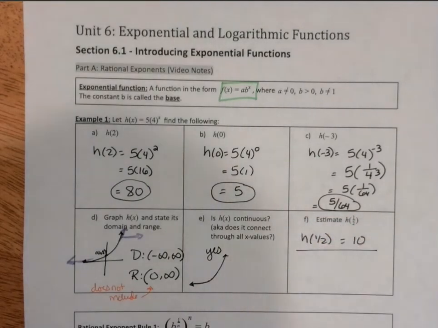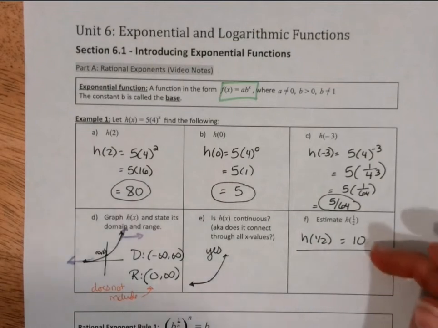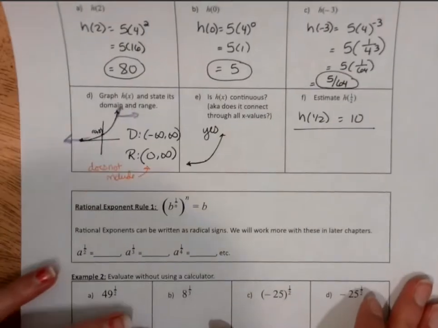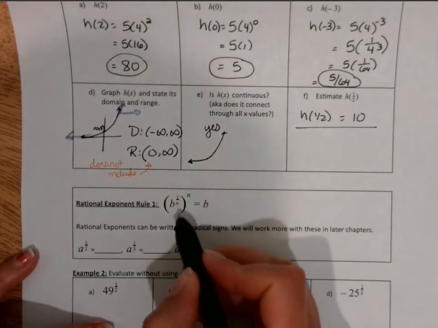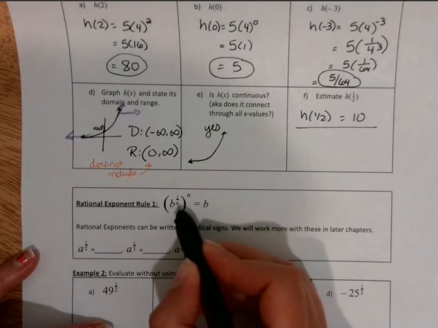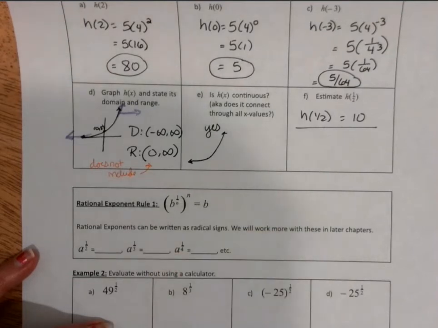All right. Now, we'll come back to why it's 10 once we look at the rational exponent rule number 1 down below. The rational exponent rule says that b to the 1 over n to the n is equal to b. So basically, the 1 over nth power and the nth power undo each other. They're opposites, returning b as the result.